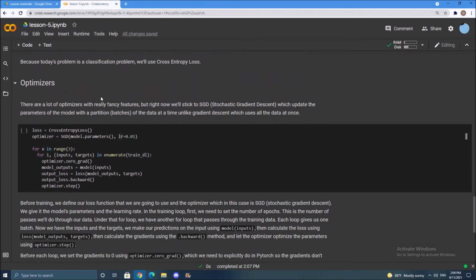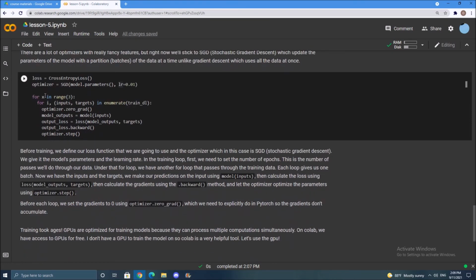And during training we need what's called an optimizer. There are many different optimizers that you can use. Today we're going to use SGD, stochastic gradient descent. This one's very common, and it's one of the most basic ones, which will update the parameters of the model with a portion of the data at a time, unlike gradient descent, which uses all the data at once.